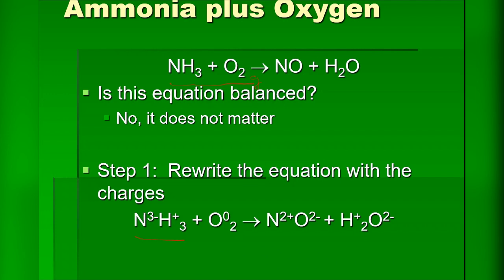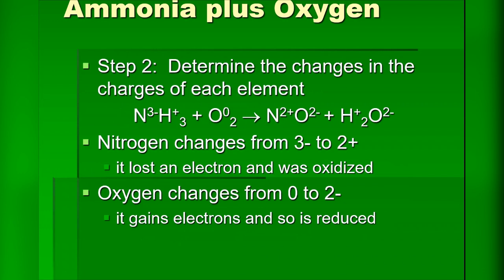N, oxygen is minus 2, so nitrogen should be plus 2. H is plus 1, and there are 2, so plus 2, oxygen is minus 2. This is step number 1. Okay? After writing these charges, what are we going to do?